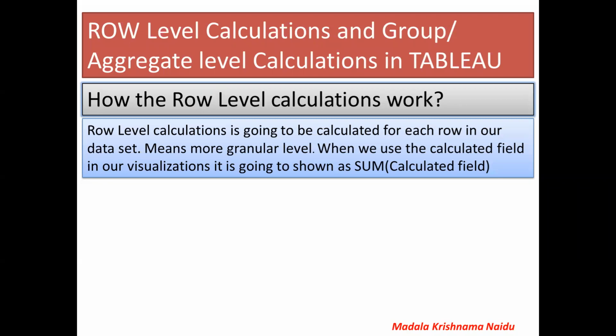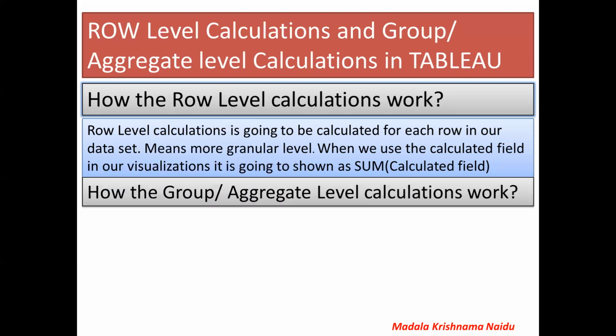If our visualization is at a more granular level, then row level calculations will be the most suitable. If your visualization is not at a more granular level, then you are going to get misleading values, means incorrect values, if you are using row level calculations.